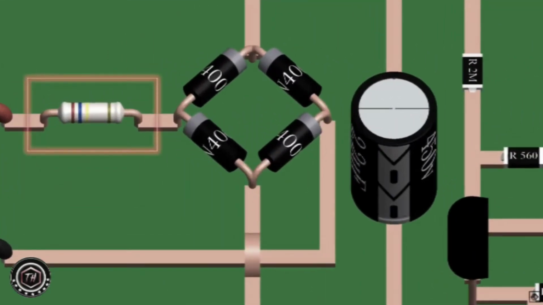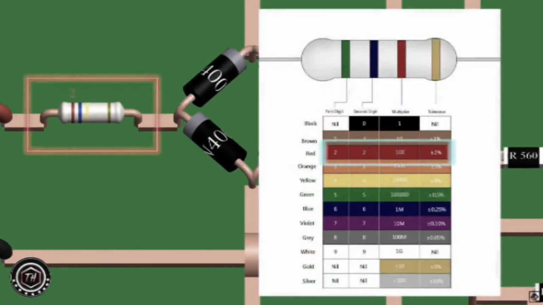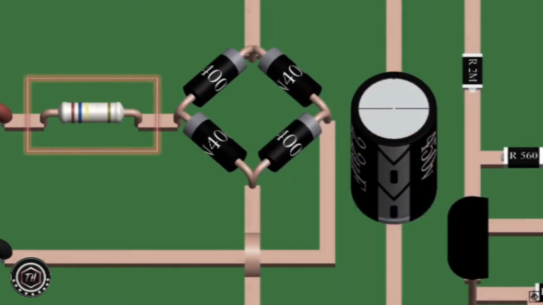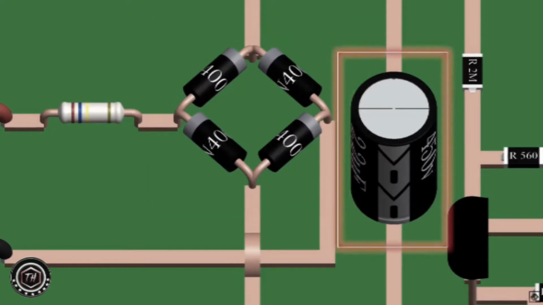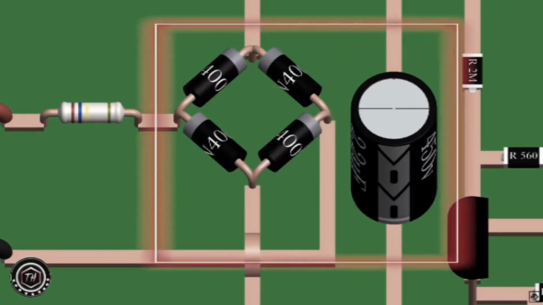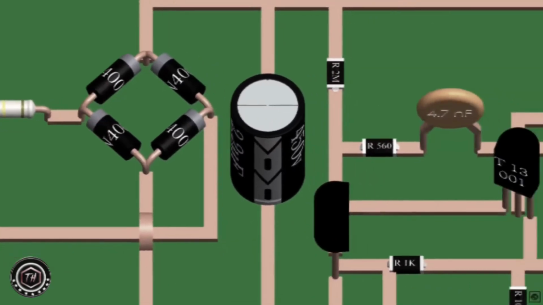First, we have a resistor. By observing the color bands and reference table, we can see it's 260 kiloohms. This is a fusible resistor which prevents damage from overloading. Then there is a bridge rectifier made by 4 of 1N4007 diodes and a filter capacitor of 450 volts and 2.2 microfarad. This circuit converts AC to DC.